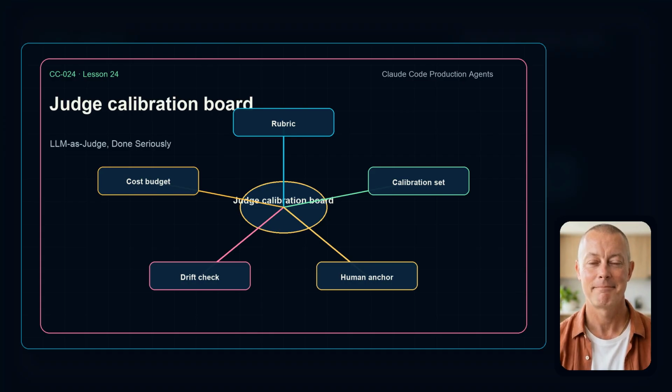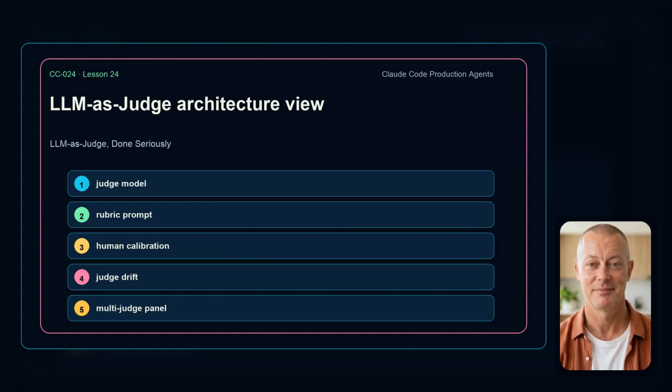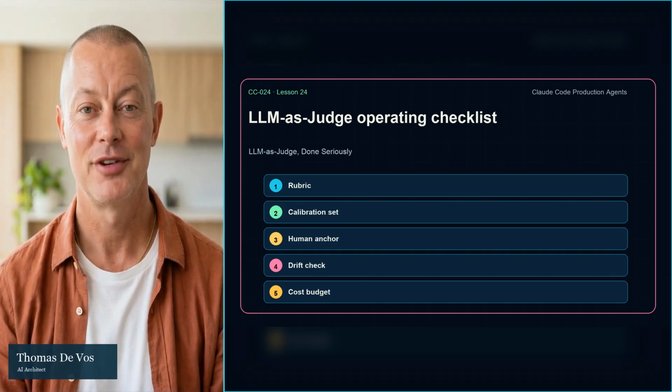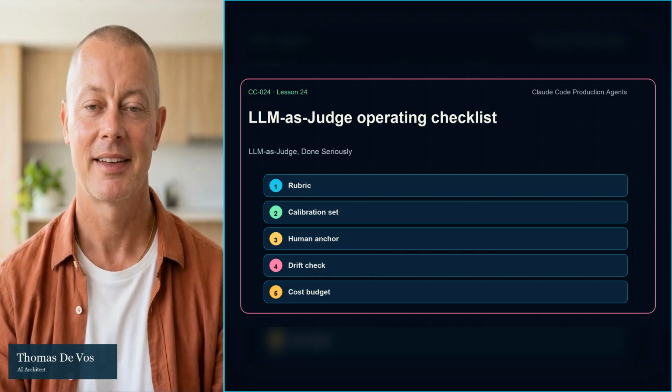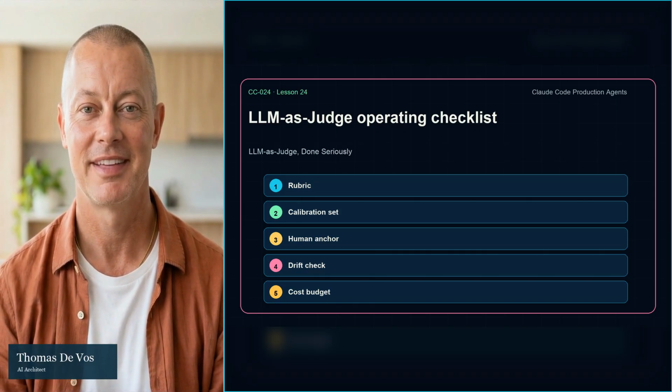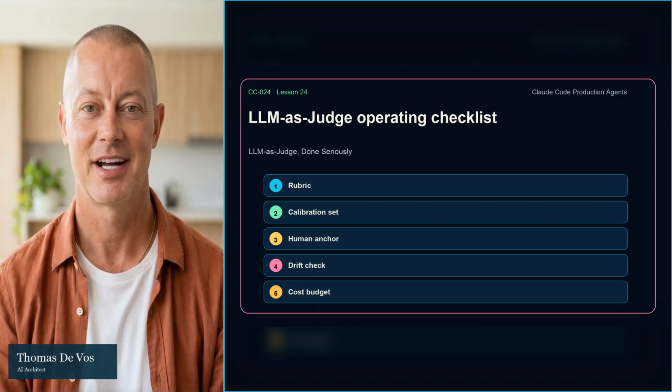This part of the visual map matters because it shows the actual moving pieces: judge model, rubric prompt, human calibration, judge drift, multi-judge panel. If one of those pieces is invisible, the team will struggle to operate the workflow under pressure. Use this checklist before treating the workflow as ready: rubric, calibration set, human anchor, drift check, cost budget. These are not decorative boxes. They are the operating questions that decide whether the agent can be trusted outside a demo.